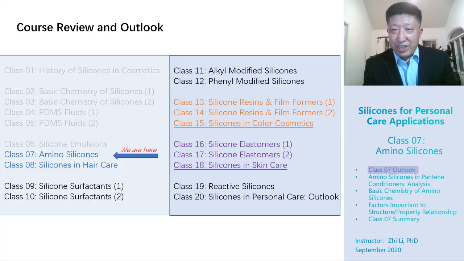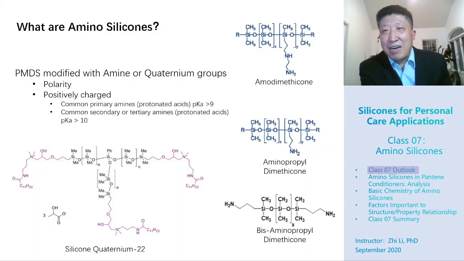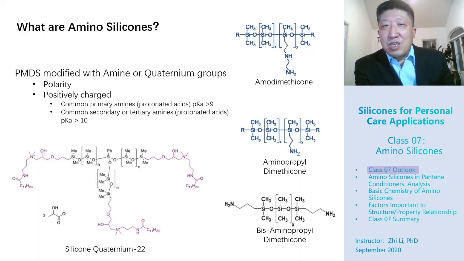Okay, let's get started. So what are the aminosilicones? Aminosilicones are PDMS fluid modified with amines or quaternary groups. What's the outcome of those modifications? One of the very important things is it introduced polarity to PDMS. We talk about the PDMS. Why did I write PMDS? It should be PDMS. Sorry, PDMS.